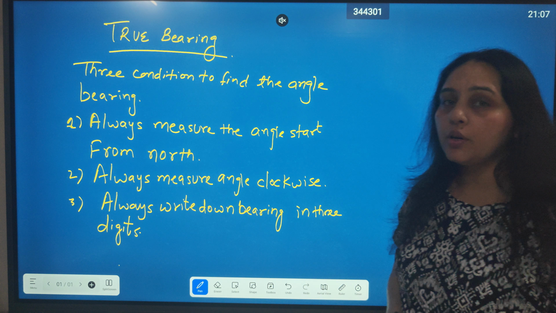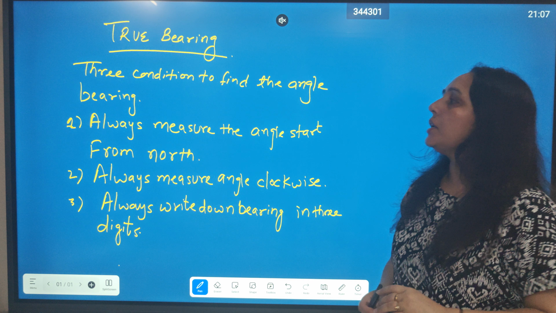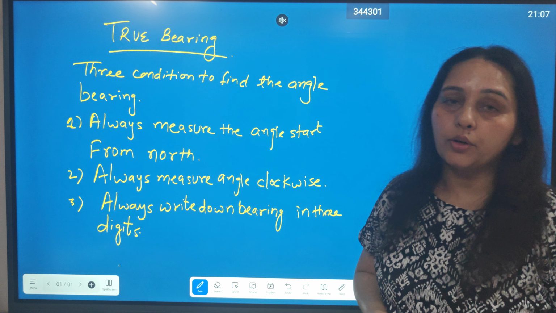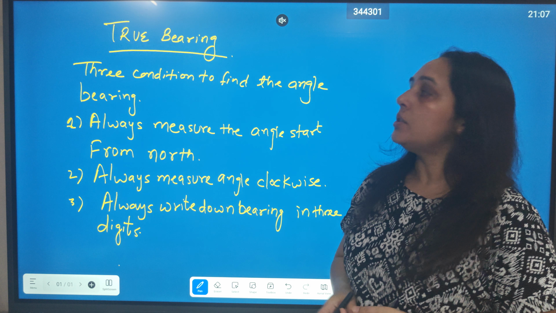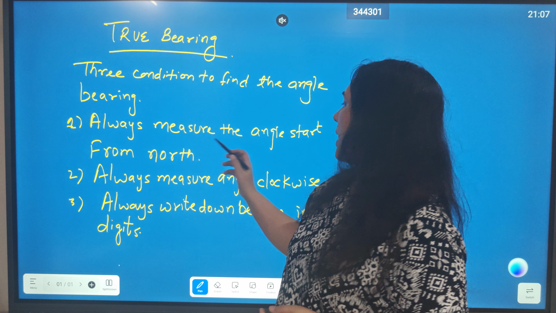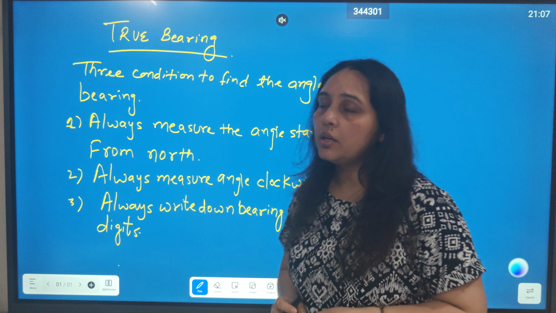Hi everyone, today we are going to do the true bearing. It's a very important topic, the true bearing, in which we are going to find out the angle, and there are three conditions to find out the angle in bearing. Always measure the angle starting from the north, right?